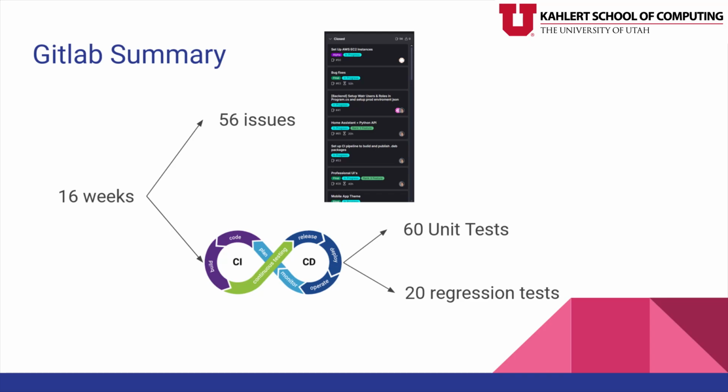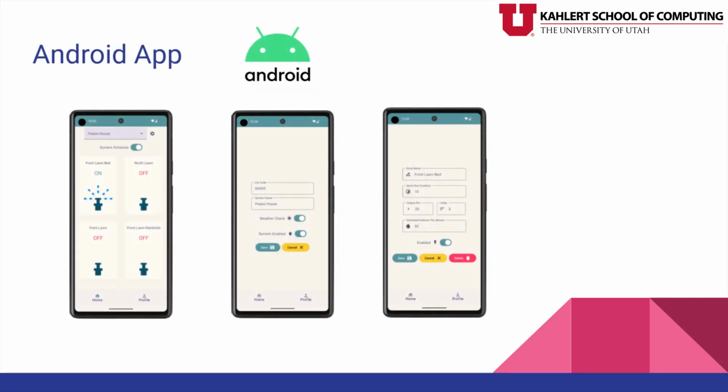Over the past 16 weeks, we have created and completed 56 issues on GitLab, utilizing a CI/CD pipeline that runs a set of 60 unit tests, followed by 20 regression tests. Watr even has an Android application which communicates with our read-only mobile API.